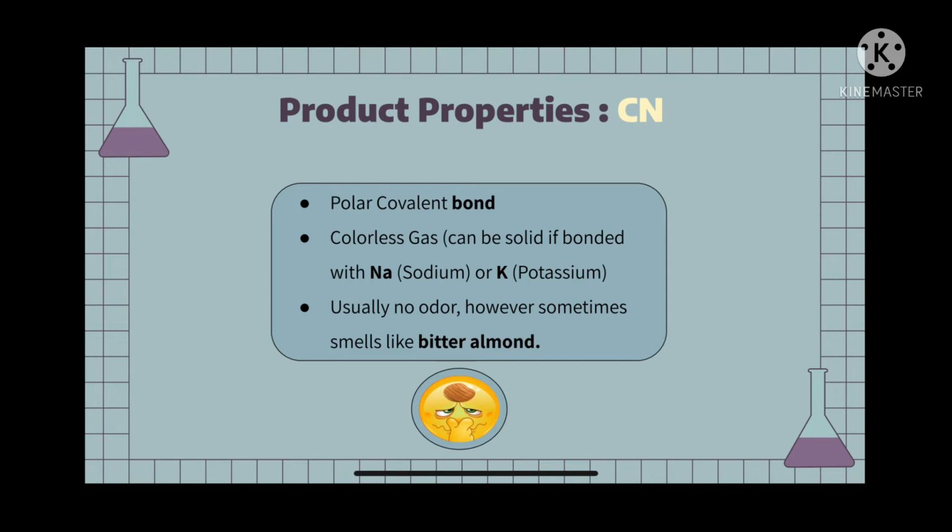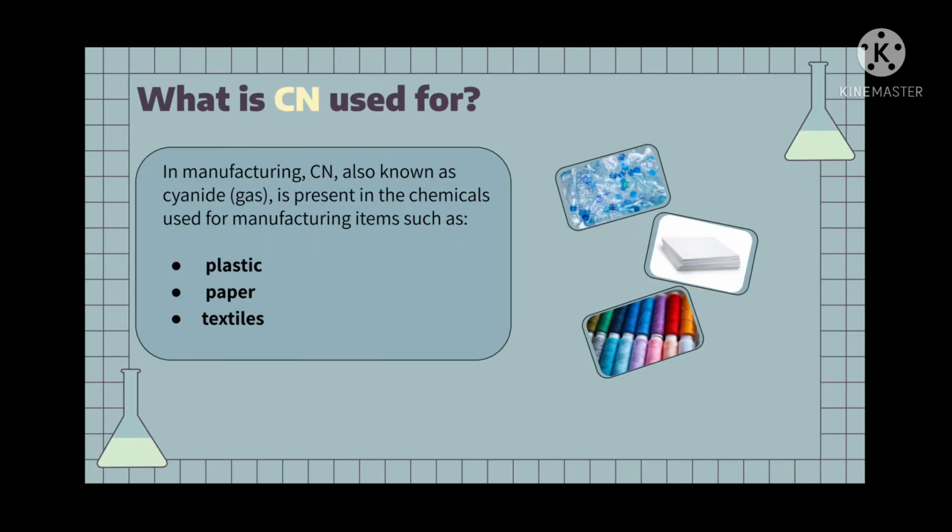As shown, cyanide is a polar molecule, because of the unequal distribution of charge between the carbon and nitrogen, because of their large electronegativity differences. This is also a colorless gas. Unless it's bonded with other elements like sodium or potassium, it won't form any solid state. As with most gases, this one also does not have a smell, but some people usually describe it as bitter almond.